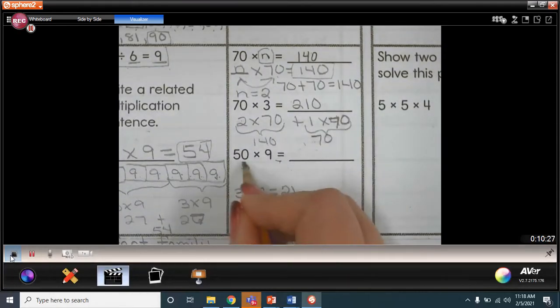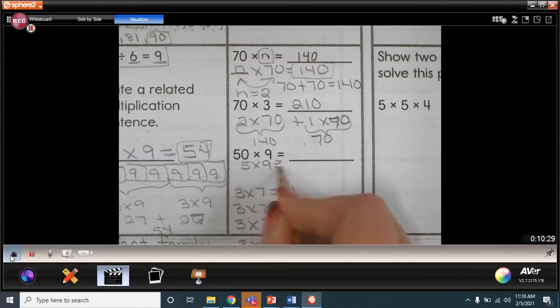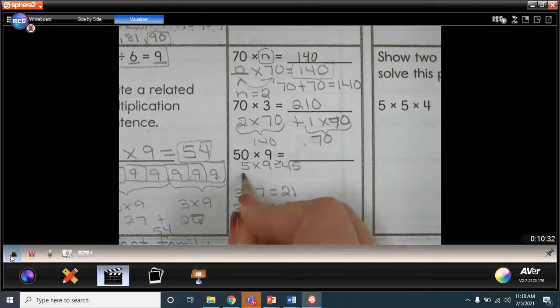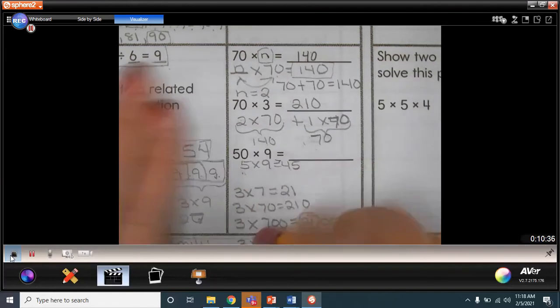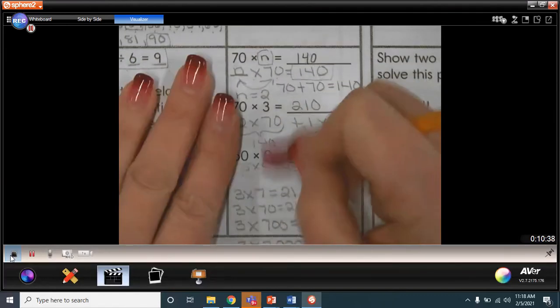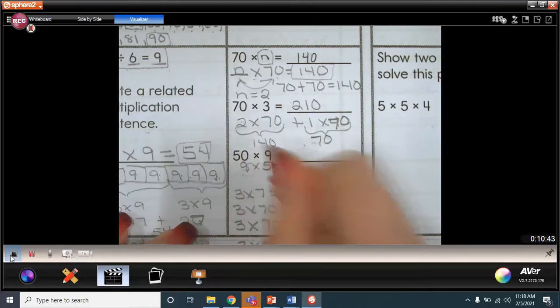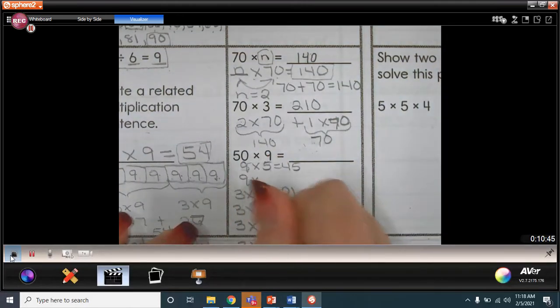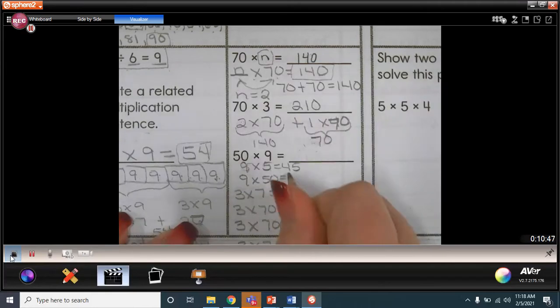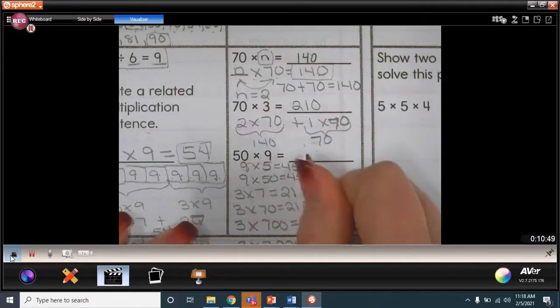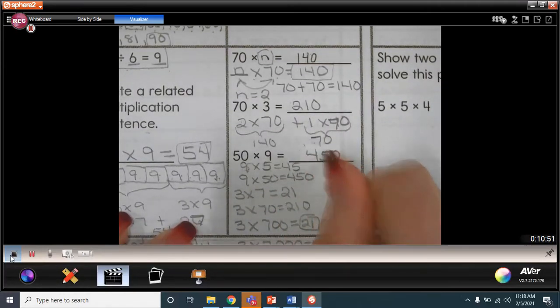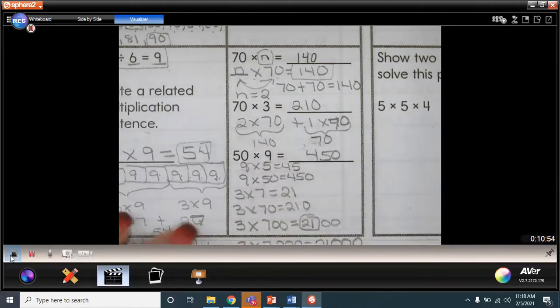And if I know that 5 times 9 is equal to 45, then, yes, I'm using my understanding of groups of 5. So if I have 9 times 5 is 45, then 9 times 50 is 450. And 9 times 500 would be 4,500. And there would be a pattern to continue there.